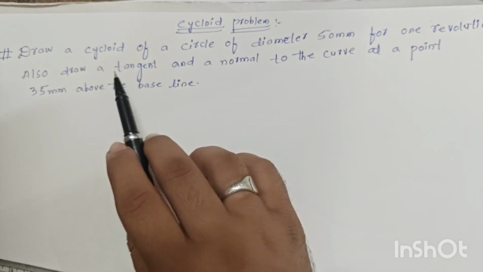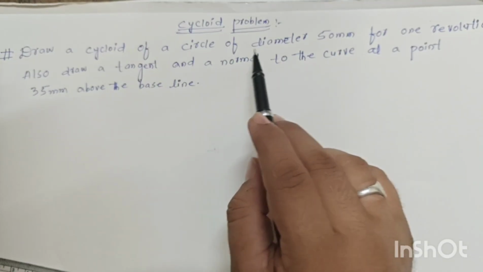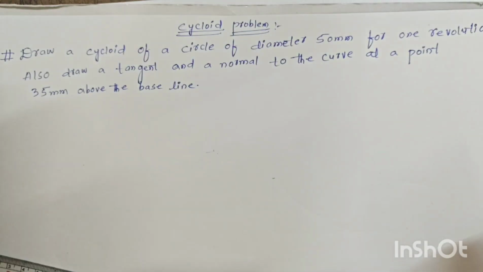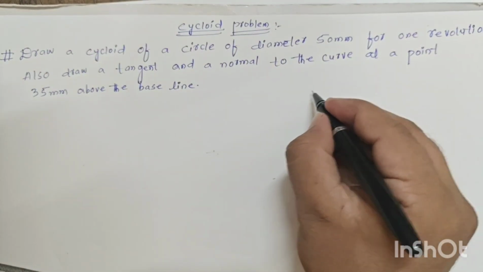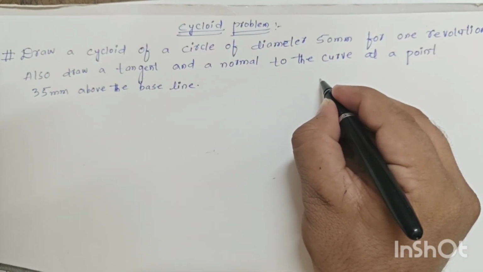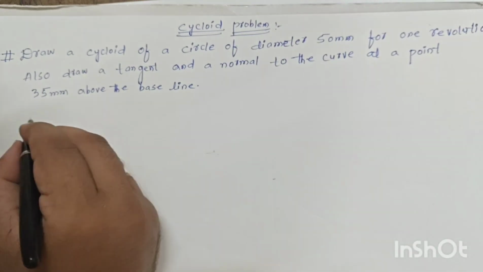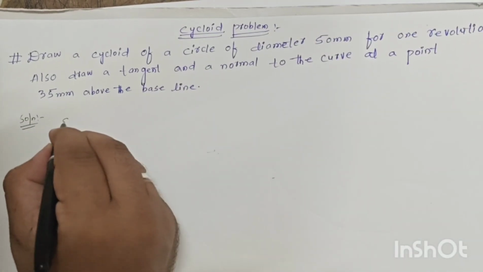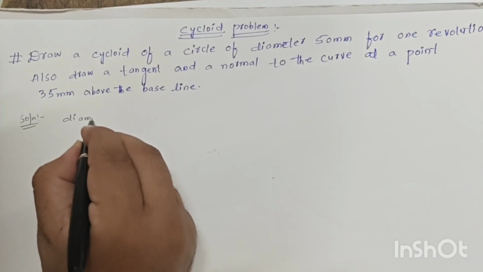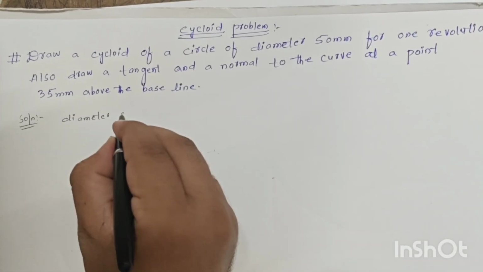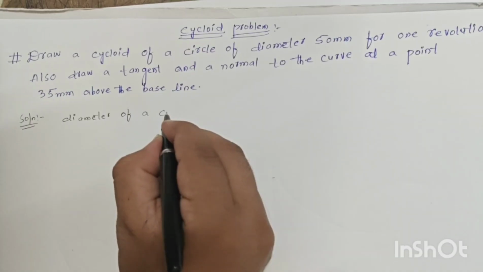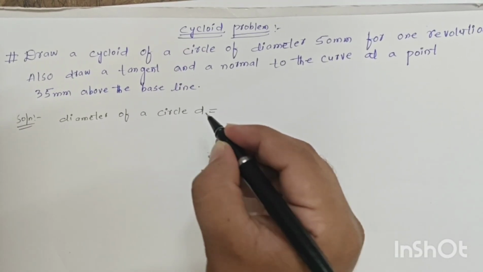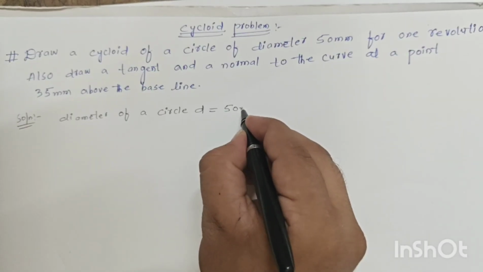Read the question. Draw a cycloid of a circle of diameter. Diameter of the circle, how much is given here? 50 mm. First thing is you need to write here in the given data. In the solution you can write diameter of a circle, nothing but D, equal to 50 mm.